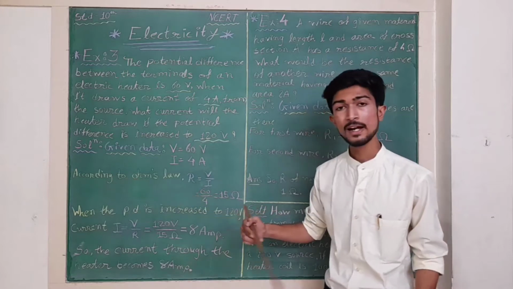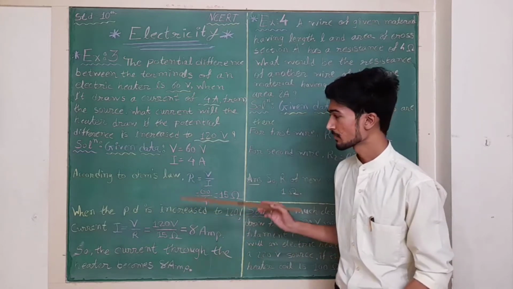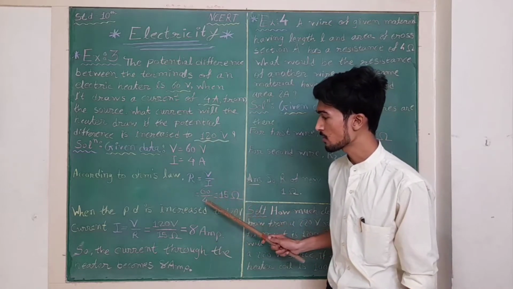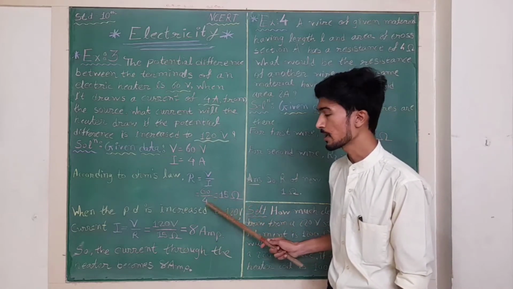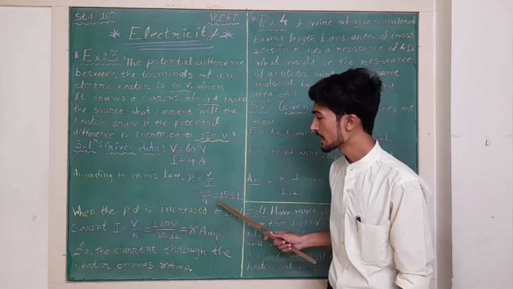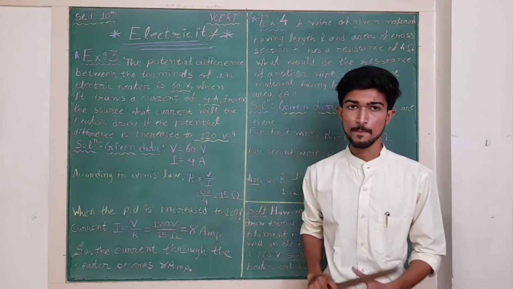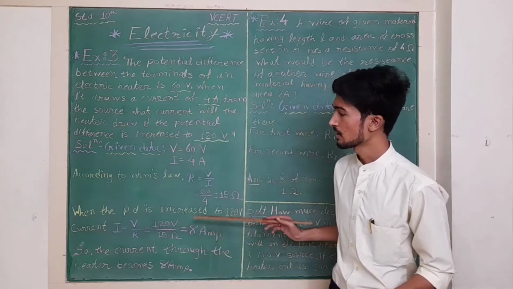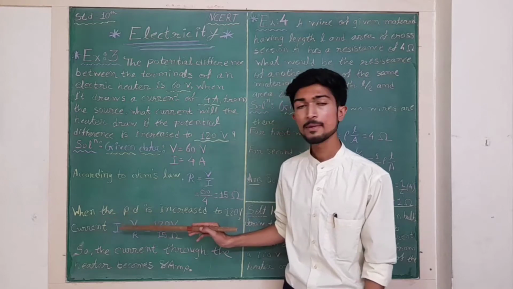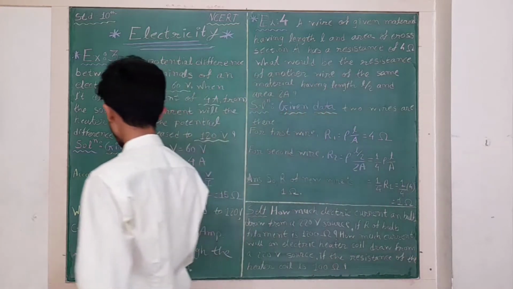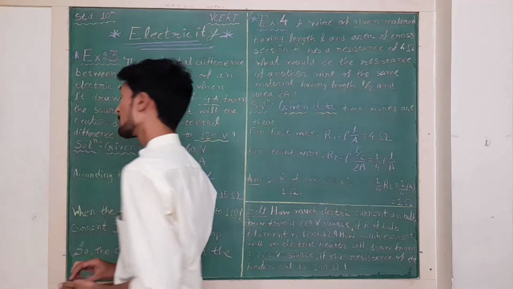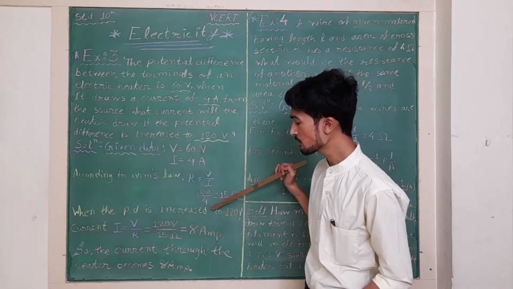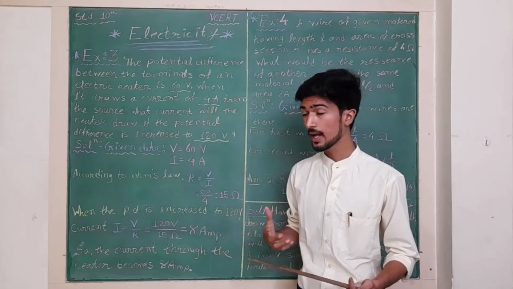So according to Ohm's law, let's find the resistance of the circuit. R equals V by I. V is 60 volt, and I is 4 ampere. So 15 4s are 60, you know already that. So R equals 15 ohm. 15 ohm is the resistance of the electric heater's circuit. Now when the PD, PD is just a short form of potential difference, is increased to 120 volt, what will happen?